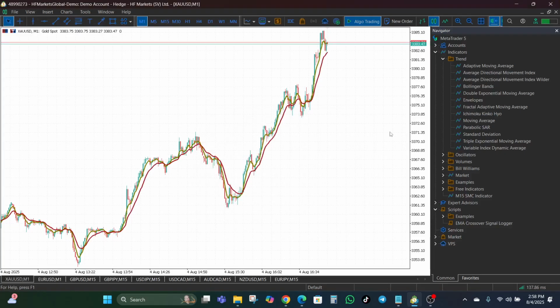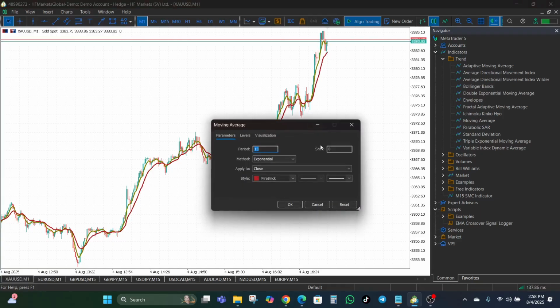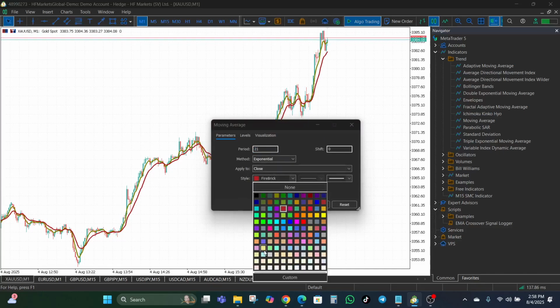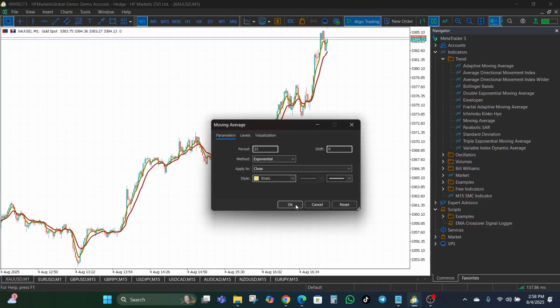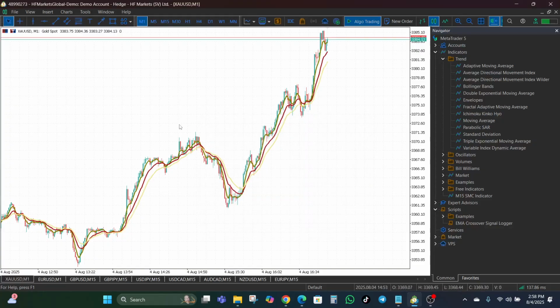All right, and then we're going to be adding the slowest of the three, which is the 21 EMA. Okay, so here we go, the 21 EMA. We're going to give this another color. All right, so we have our 5 EMA, 13 EMA, and 21 EMA.